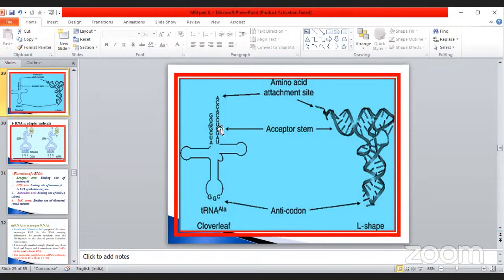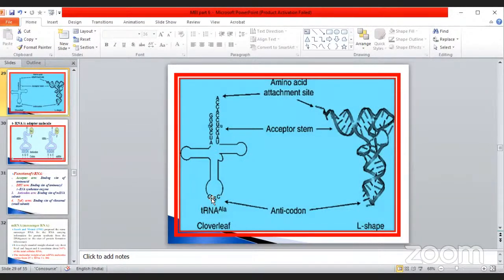For example, when this part comes here, imagine the ACC, when this part comes here, it can move in this part, my dear students. See here, likewise it moves. Do you understand, my dear? This is the amino acid attachment, isn't it? It can move like this in this part.